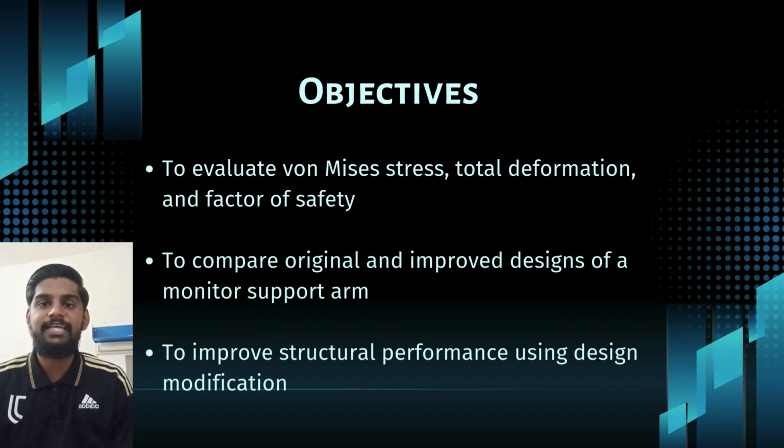Next, I will briefly explain the objective of this project. The first objective is to analyze the equivalent von Mises stress, total deformation, and factor of safety of the wall-mounted PC monitor support arm under static loading conditions. The second objective is to evaluate the structural behavior of the support arm and identify the critical regions where high stress and deformation occur. The final objective is to propose and compare design improvements and to assess their effectiveness by comparing the analysis results with the original design.